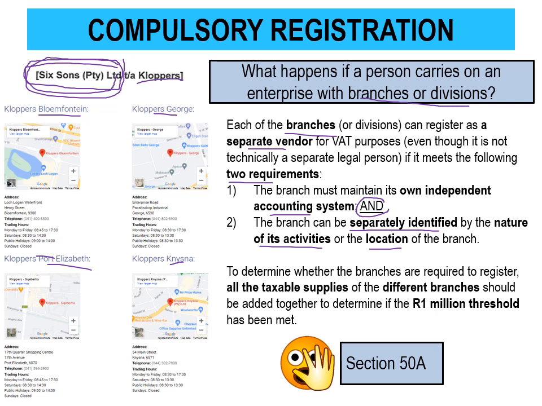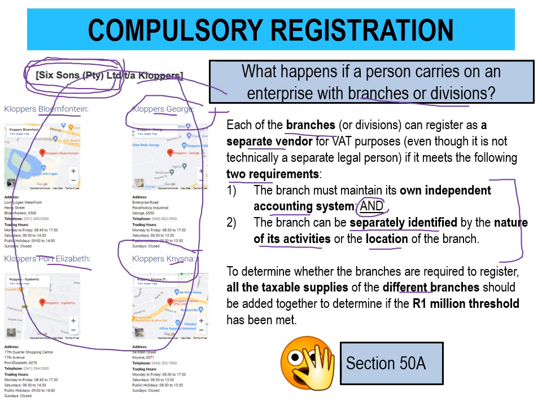So Kloppers, the company, can have each of their branches separately registered. So Kloppers George will have a separate VAT registration. Kloppers Knysna will have a separate VAT registration, provided that they meet these two requirements. And to determine whether the branches are required to register, we're going to take all the taxable supplies of the different branches and add all of these together to determine if the 1 million rand threshold has been met. If the 1 million threshold has been met, then each branch, again, provided that they meet these two requirements, can be registered separately.